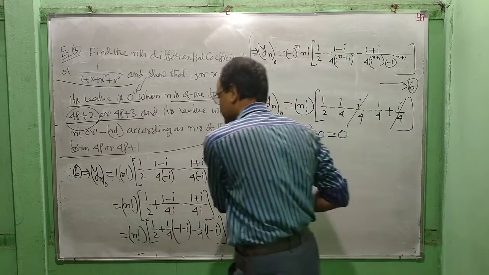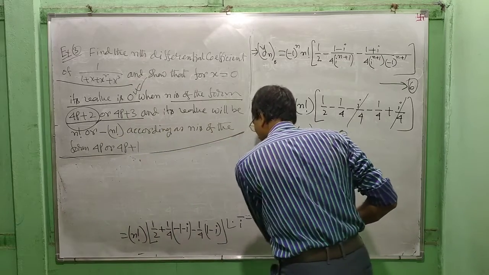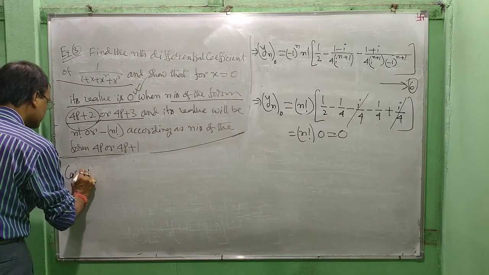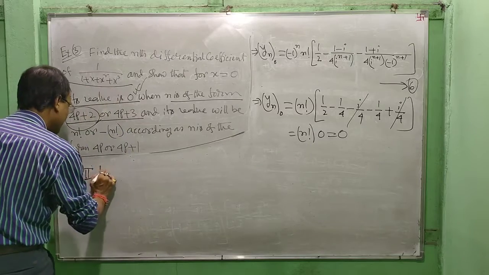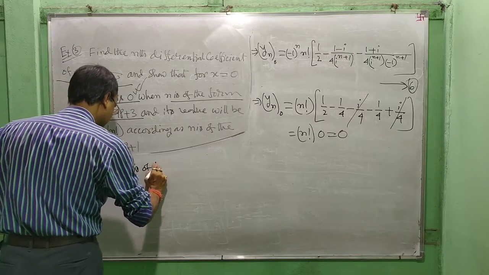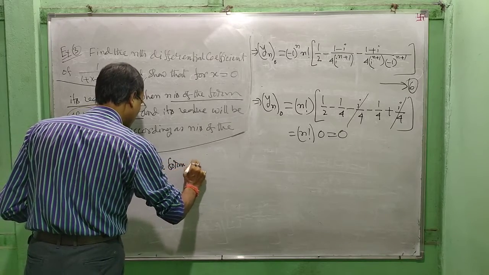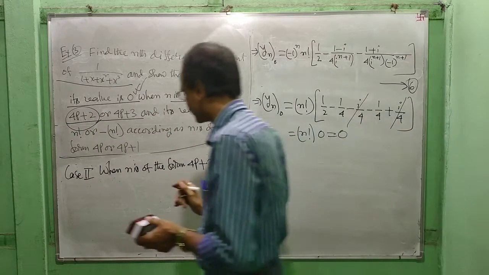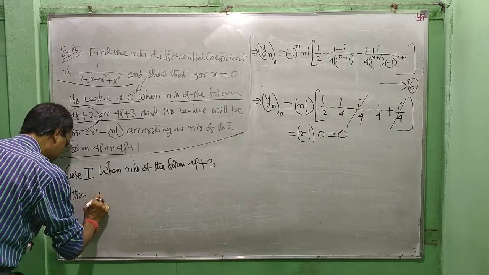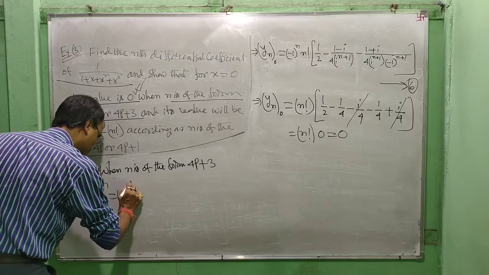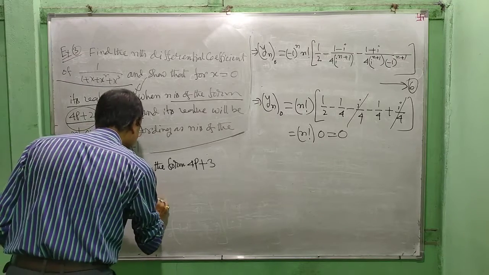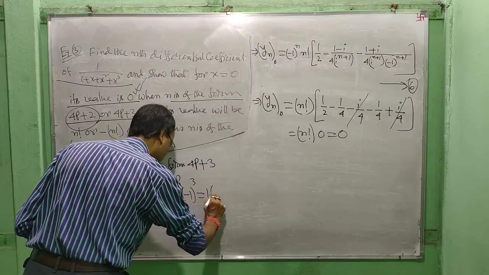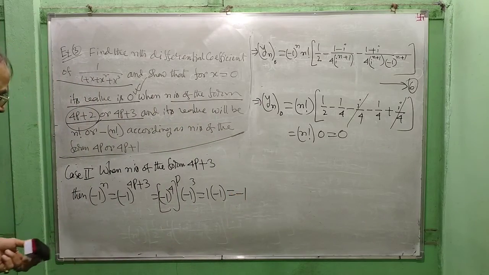Now we shall discuss the second case. First case has been proved. Case 2: when n is of the form 4p plus 3. In this case, (-1)^n is equal to (-1)^(4p+3), which is ((-1)^4)^p times (-1) cubed. This is equal to 1 into minus 1, which is equal to minus 1. In this case, you will get minus 1.